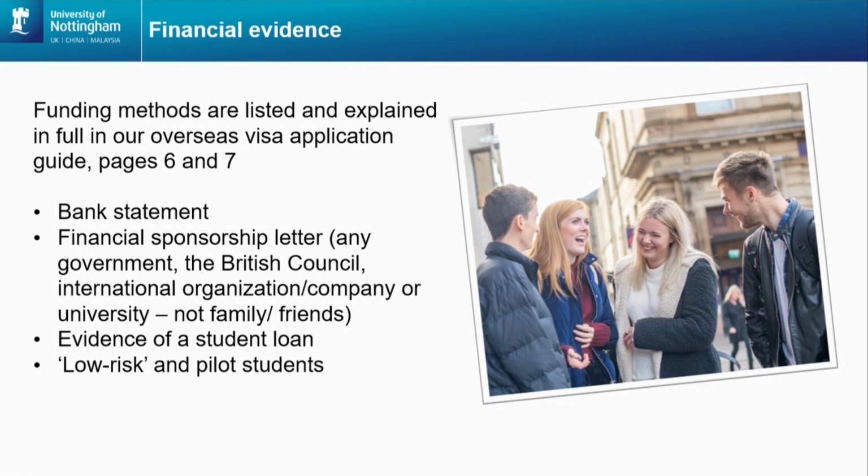So if you are a low risk national, you need to prepare the money in the same way. It's just that you do not need to submit your bank statement, for example, as evidence of that. If you are coming for a master's course of 13 months or less, you would automatically be eligible for the Tier 4 pilot scheme. And it's exactly the same as low risk in that you don't need to submit the financial evidence with your application, but you will be required to meet the requirements in the same way.